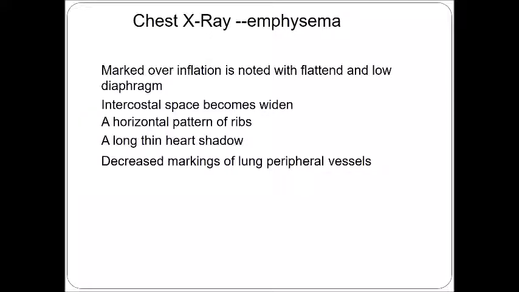Now in emphysema, X-ray findings will be different and typical. There will be marked overinflation with flattening of the diaphragm. Then the gap between two ribs, which is called the intercostal space, will become widened. The ribs will look horizontal, a horizontal pattern of the ribs. Then a long and thin heart shadow because of overinflation of the lungs. And there will be decreased markings of lung peripheral vessels due to overinflation of alveoli.